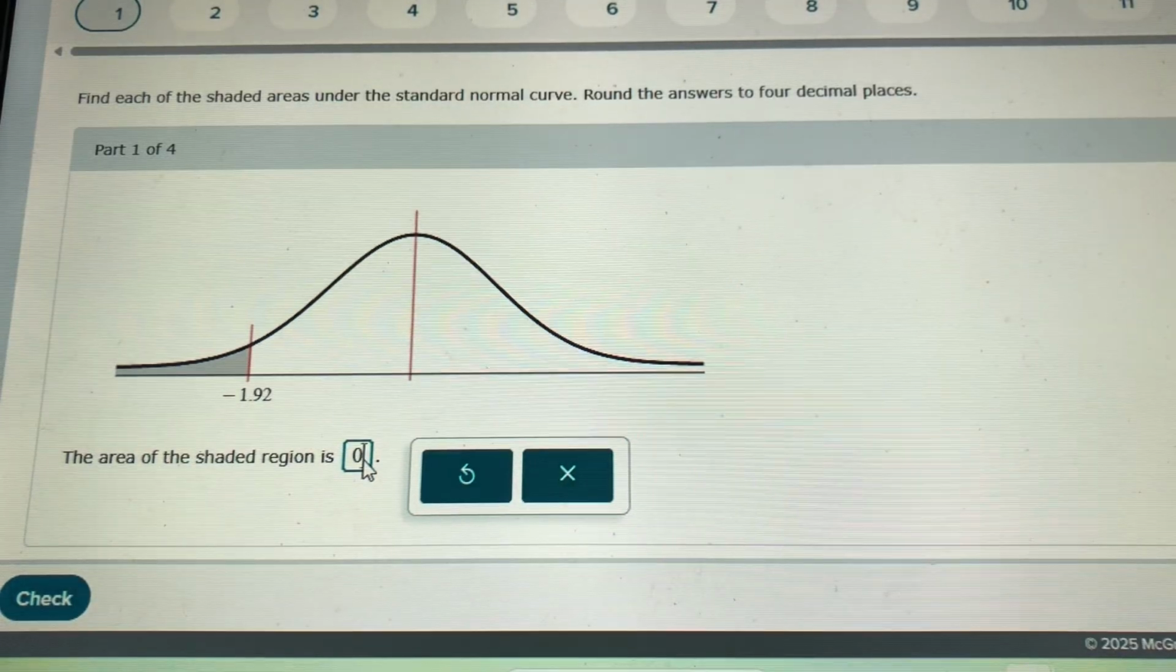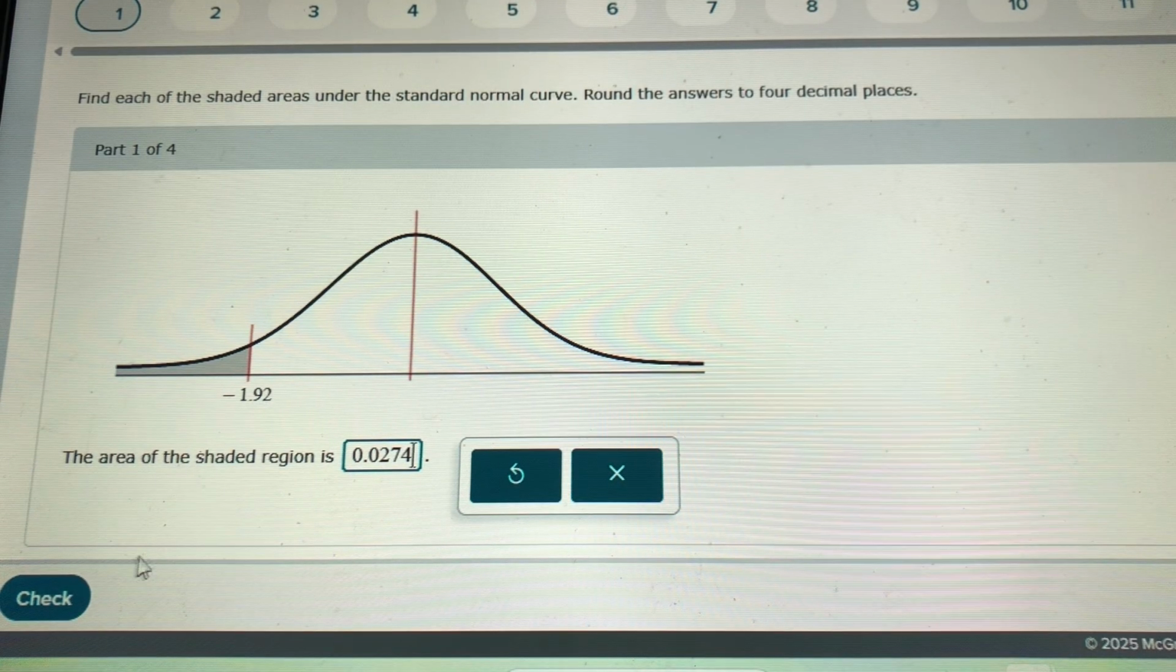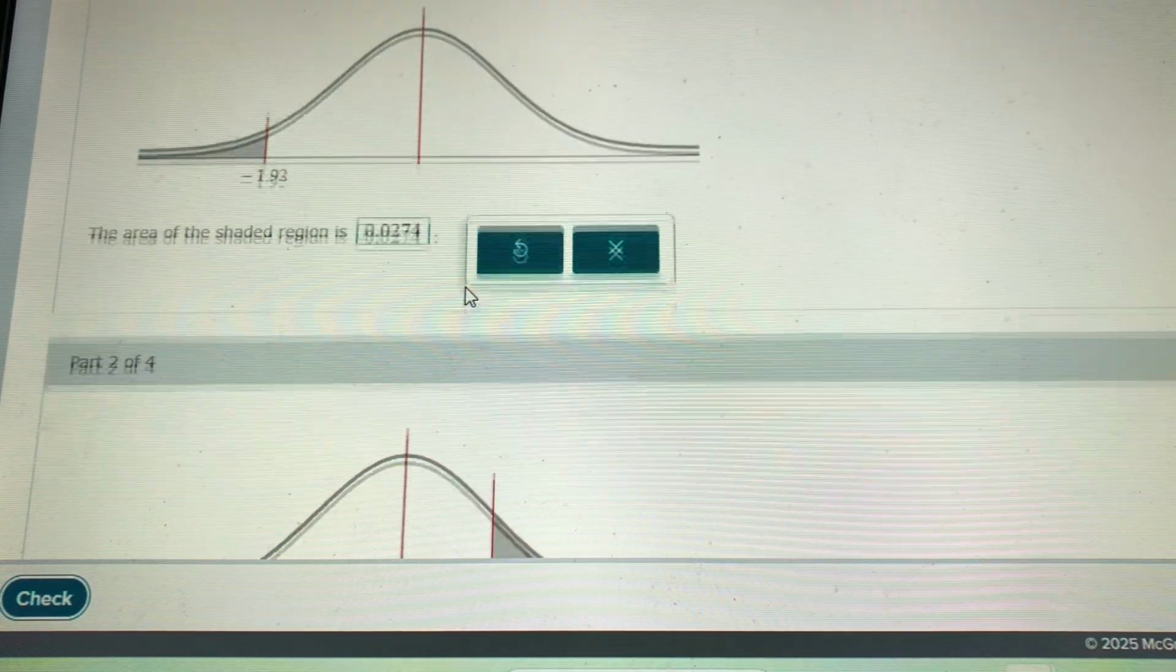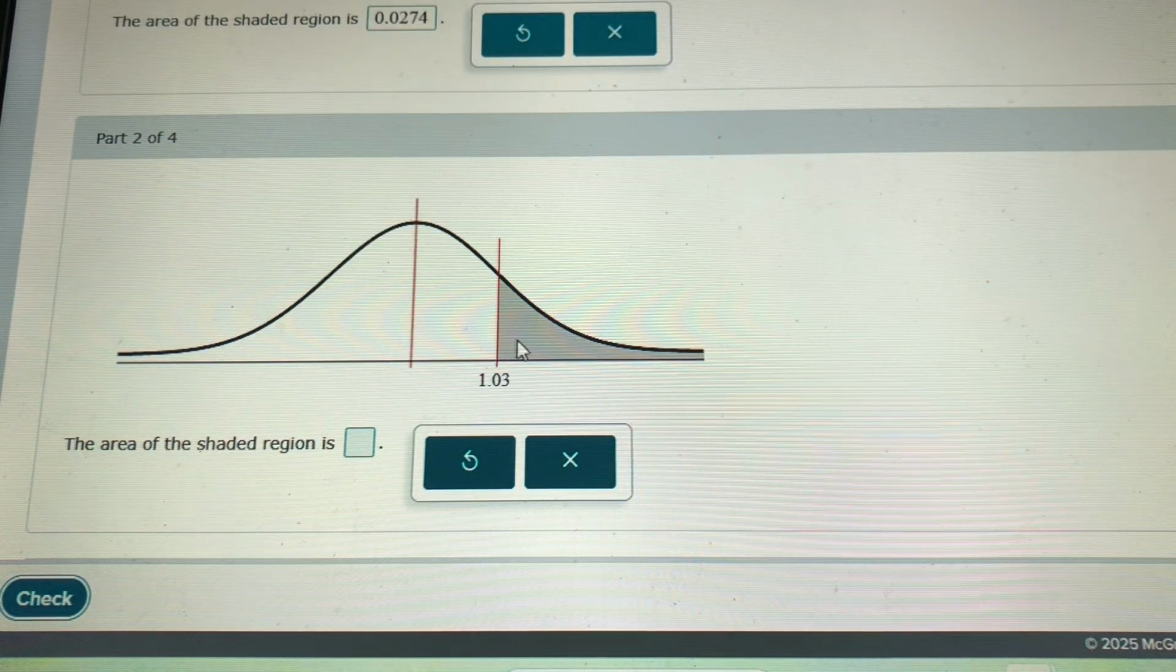So press enter and you get the answer here, 0274. Oh, they want me to answer all 4 parts before I check any of them. So this is a case where you go to the left, and the next one might be to the right. Yep, see, to the right.